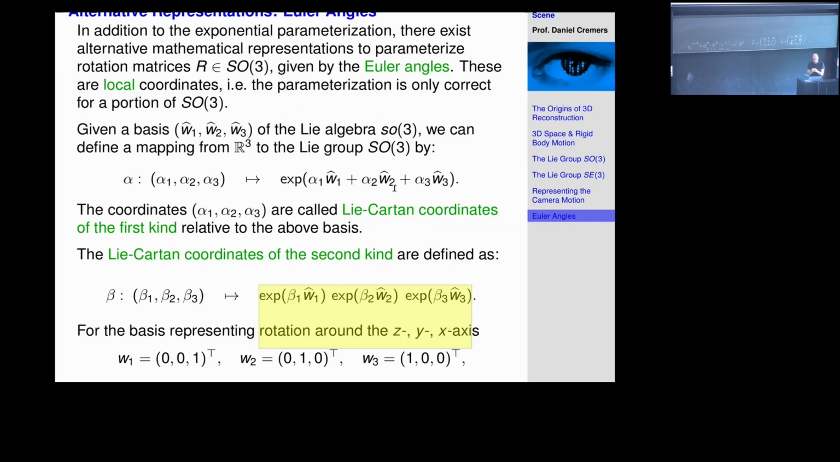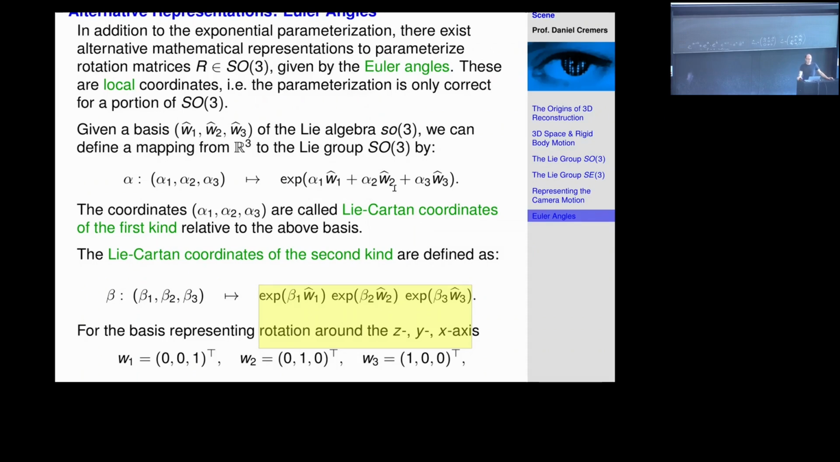aspects. But what you want is some way to parameterize your group, right? Your 3 degrees of freedom, and whether you call them alpha 1 to alpha 3 or beta 1 to beta 3, whatever you prefer. Yes, so I think in both of these representations you can have singularities and issues, for example, that you choose two different parameterizations that end up in the same element and things like that.